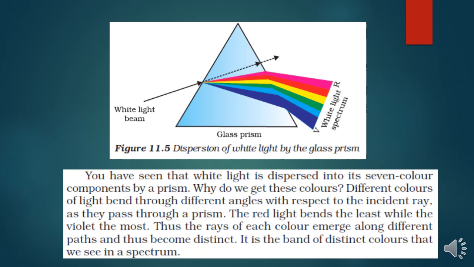Now again, as I said, when this white light enters the glass prism, you can say that it is entering from a rarer medium to a denser medium. Hence, this light has to undergo deviation, or some bending. But as this white light is made up of 7 colors, the extent of bending of these 7 colors, the angle of bending, is not the same. The bending angle of every color is different.